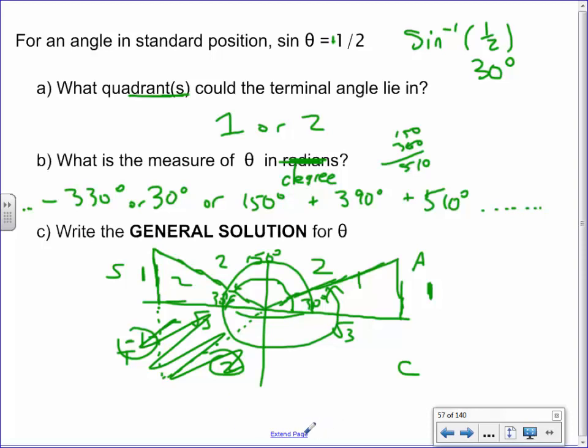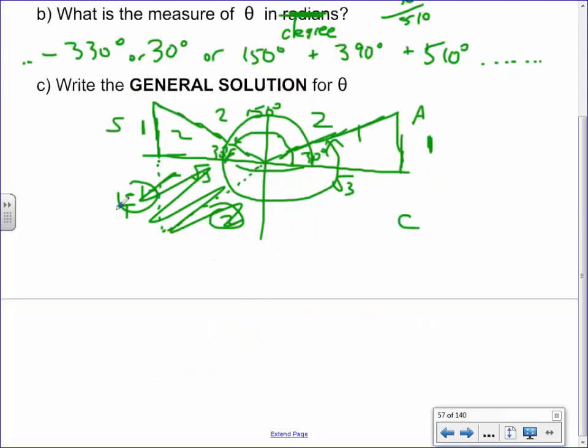So here's how you write it. It's going to make sense once I show you. Here's the solution. It's going to be 30 degrees or 150 degrees plus or minus 360n. This is how you write a general solution. 30 degrees or 150 degrees plus or minus 360n. I already see a couple of you nodding. Does it make sense how this works?